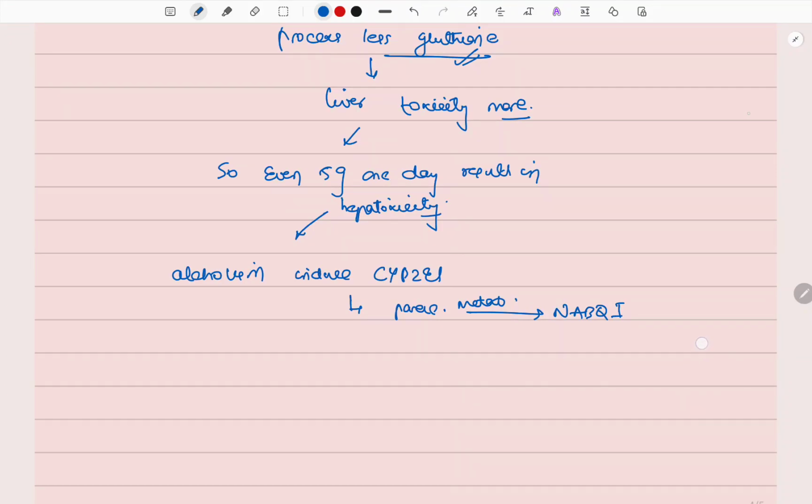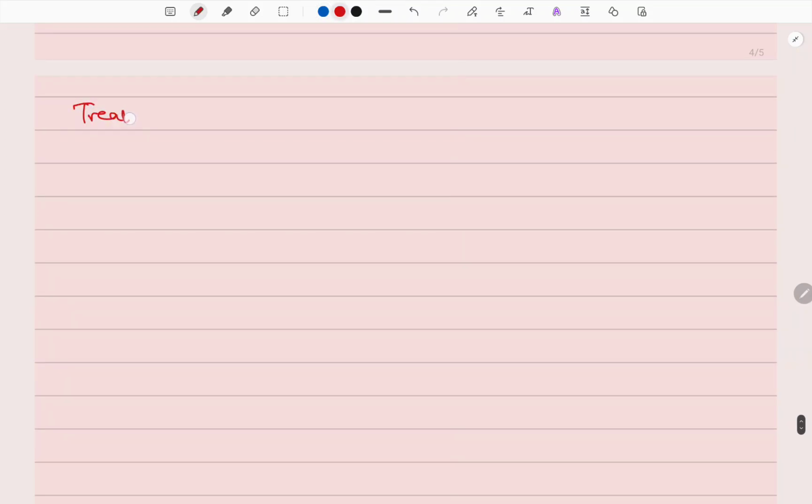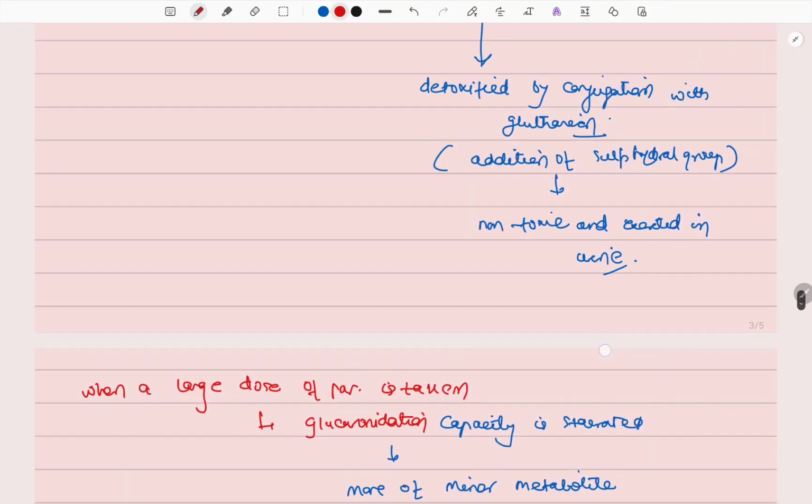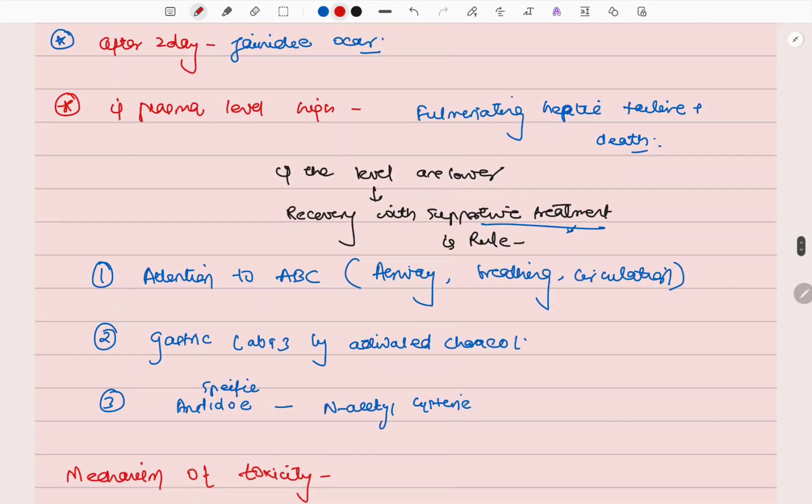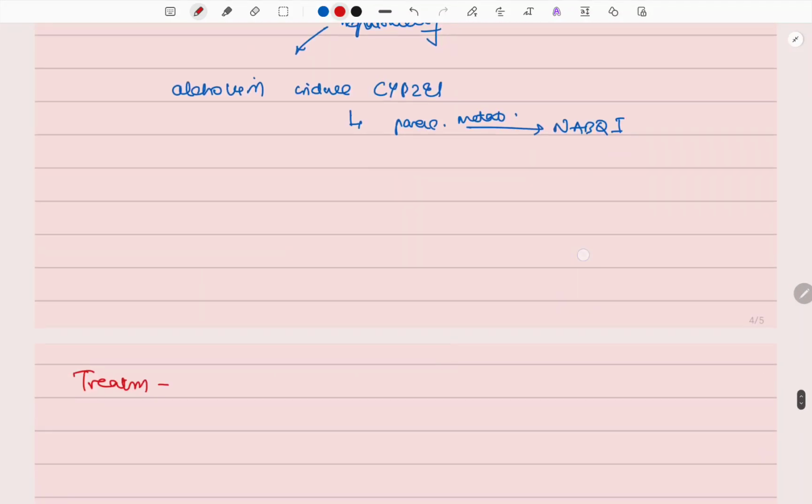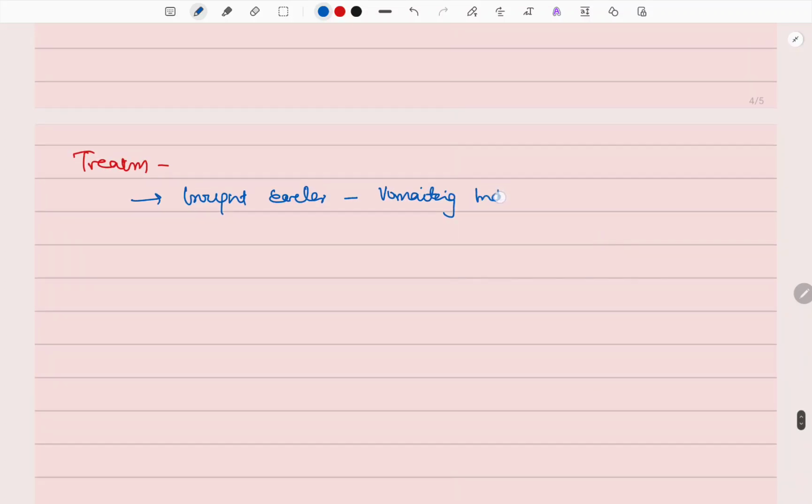This was the reason. Now the treatment, if the person has gone with paracetamol poisoning, then what will be the treatment that I have written already. Supportive treatment should be given, that is the rule. I will write some points here also about what we will do in treatment. If the patient comes very early, within 2 hours, then we will induce vomiting, or else gastric lavage and activated charcoal we will give.